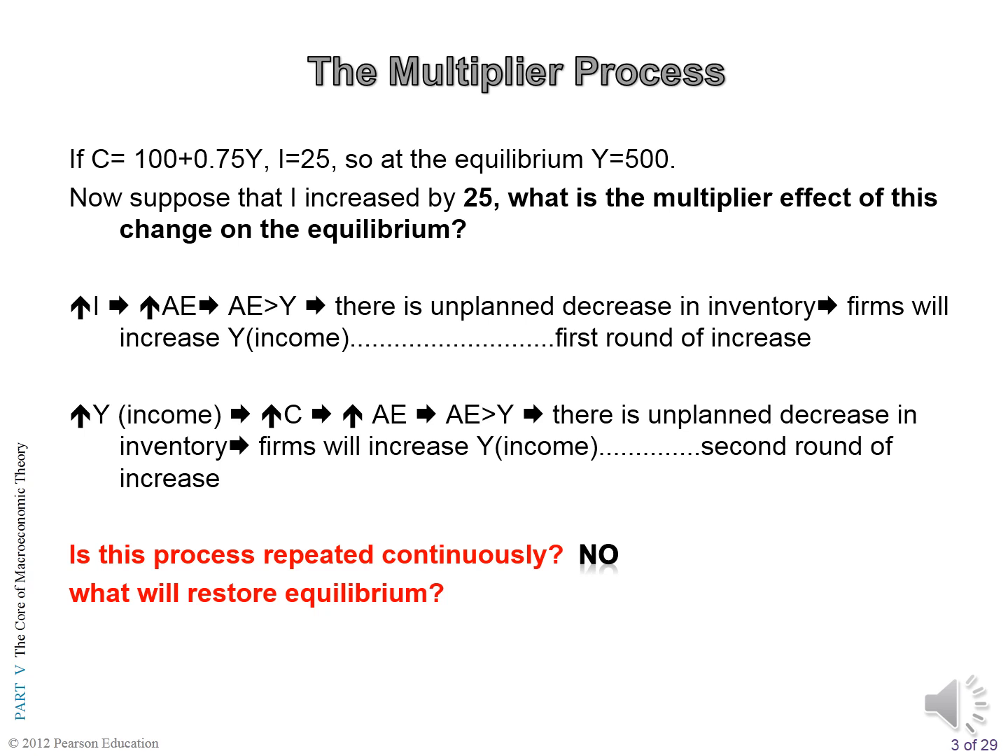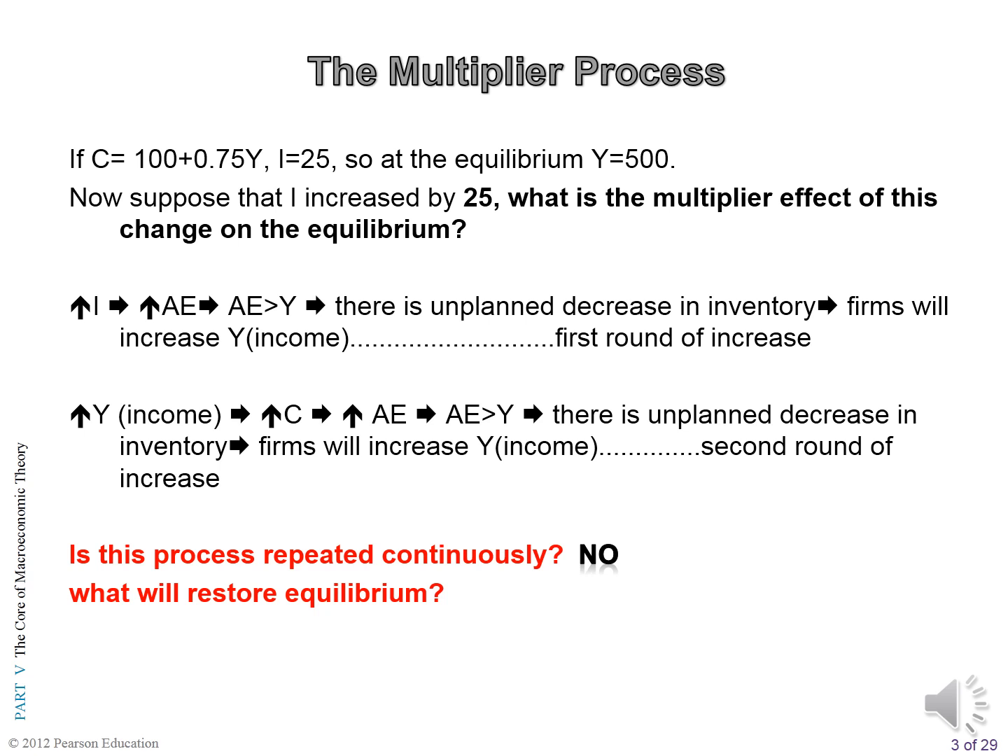The question now is, is this process repeated continuously? Will this keep happening forever? An increase in investment leads to an increase in aggregate expenditure, which increases Y, which increases consumption, and consumption increases Y, and so on. No, in fact, no. What will restore equilibrium?